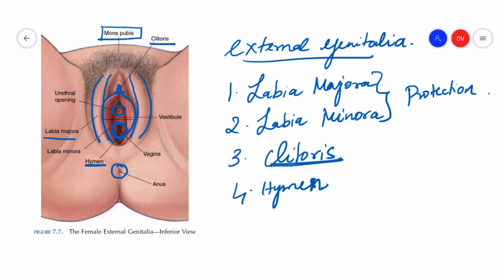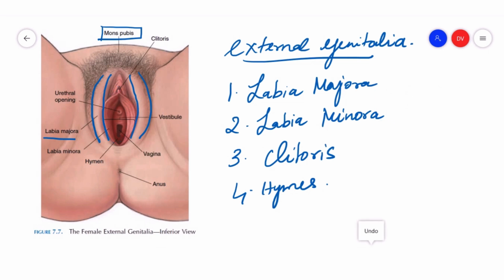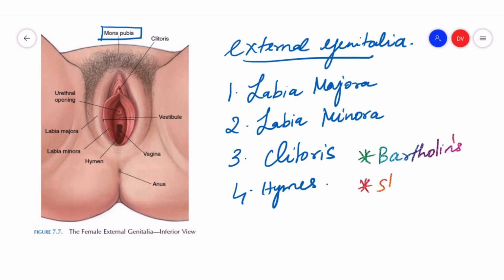So this is about the external genitalia, and you have to know about two other glands which are located internally. If you see the female reproductive system, you have to know two glands, namely the Bartholin's gland and the Skene's gland. These are the glands which are present. Basically, they help in lubrication. Lubrication during what? Lubrication during sexual intercourse.